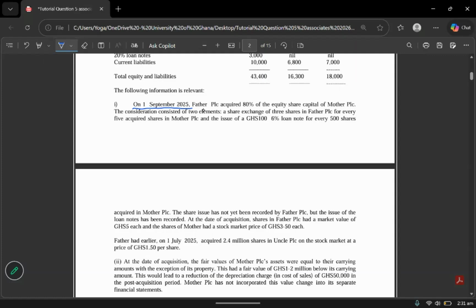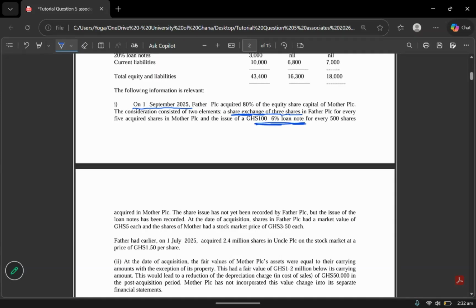The consideration consisted of two elements: a share exchange of 3 shares in Father PLC for every 5 acquired shares in Mother PLC, and the issue of 100 Ghana Cedi 6% loan notes for every 500 shares acquired in Mother PLC. The share issue has not yet been recorded by Father PLC, but the issue of the loan notes has been recorded. So they've not recorded the share exchange, but the loan notes have been recorded.